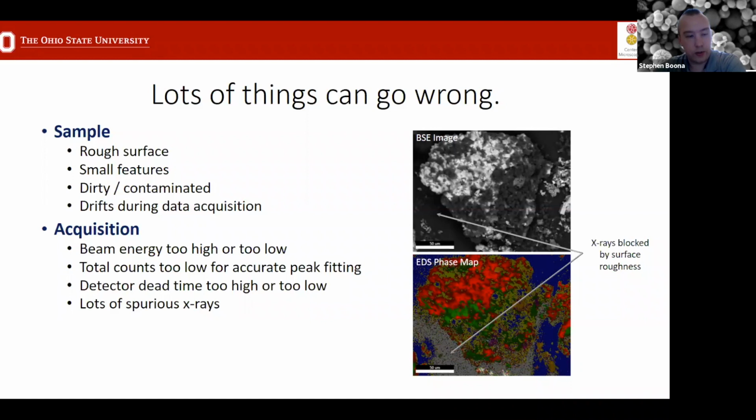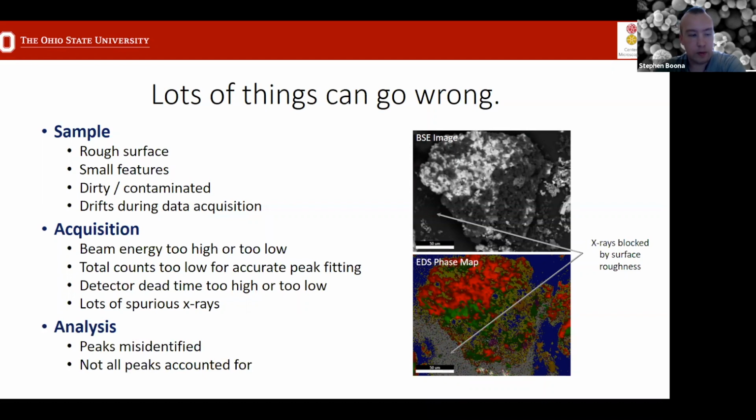You can also have issues where your detector settings are not optimized so that the dead time is too high or too low, and you'll start to see your peak shapes will change, or you'll get more intense artifacts in the signal spectrum. You can also have situations where, depending on how you set up the microscope, there may be lots of spurious X-rays, meaning signals coming to hit the X-ray detector that are not actually coming from your sample.